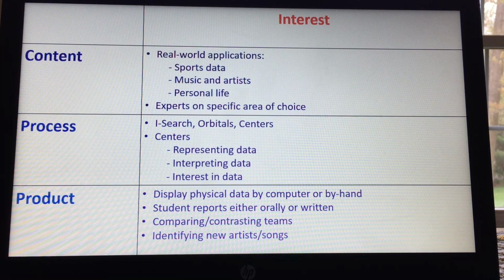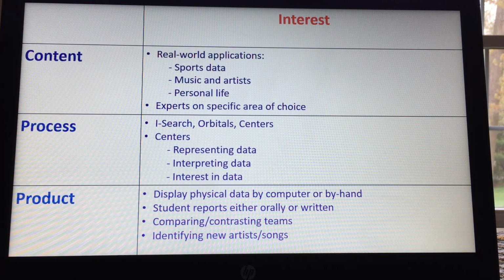Finally, the product, which I've already referenced, is that I have some students display physical data either by computer or by hand, using Excel or PowerPoint to design on their computer, and by hand they have more freedom. Students also can read reports either orally or write the reports out in an effort to demonstrate their understanding, as well as for the interest-based activities. They can compare and contrast sports teams and identify new songs and artists that are on an uptrend or songs that are on a downtrend based off of data that they've been analyzing.